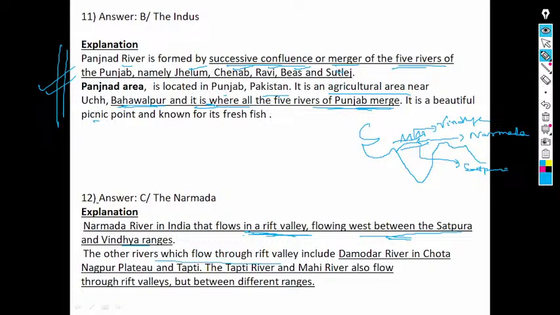The other rivers which flow through a rift valley include the Damodar river in the Chota Nagpur Plateau and the Tapti. The Tapti river and the Mahi river also flow through this rift valley, but in different ranges.